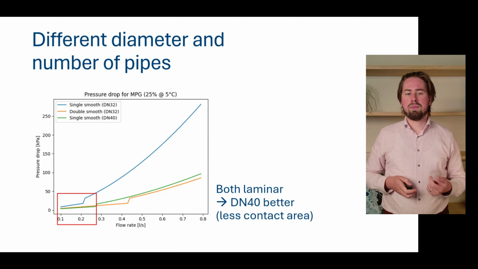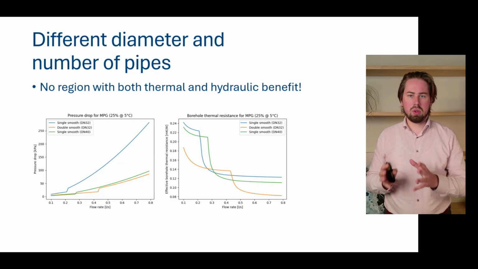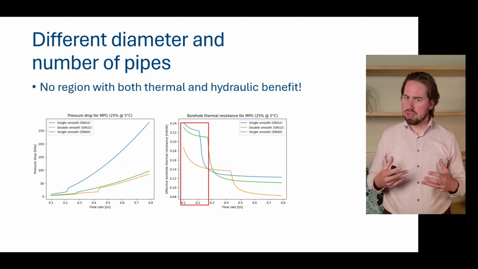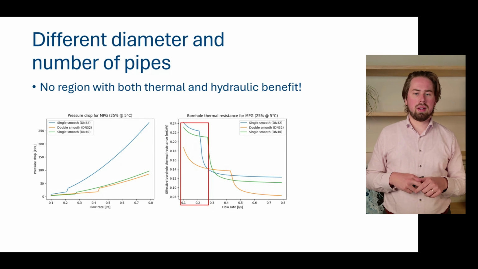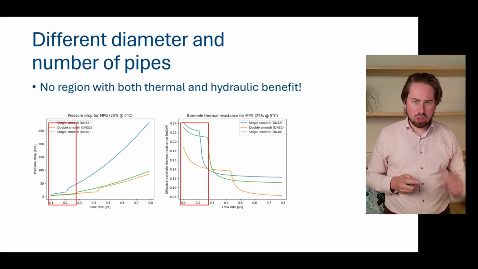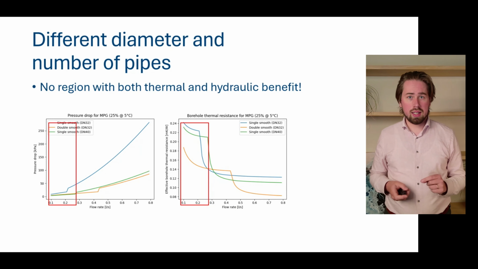Now let's again compare this to the thermal counterpart, because here things are getting interesting. Because if we think, okay, let's say we start with the double DN32, and we see it's clearly better in this case, between 0.1 and 0.25 liters per second. But if we look at the hydraulic counterpart, that's no longer the case.